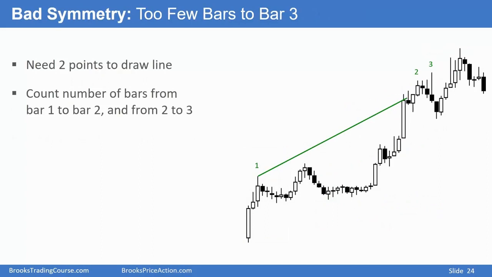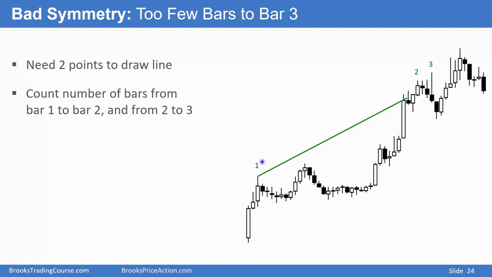Again, you need 2 points to draw a line. And here we have possible 2 points, 1 and then 2, or 2. And then maybe this is 2. So maybe it's 1 and 2. And then maybe this is bar 3, the third point.